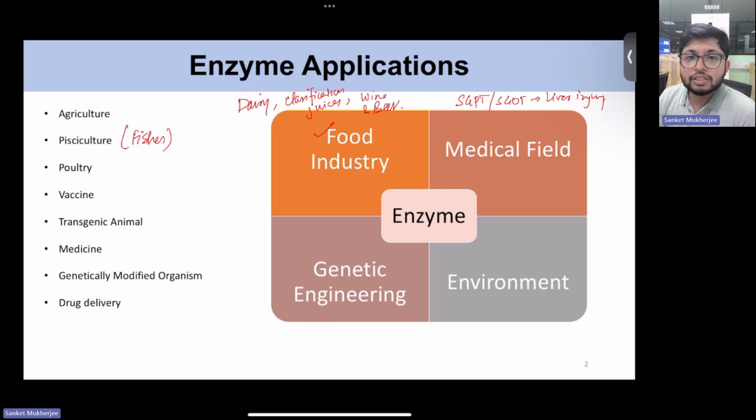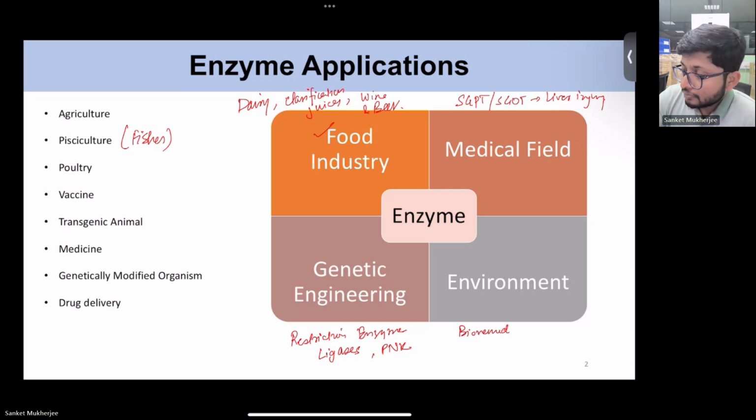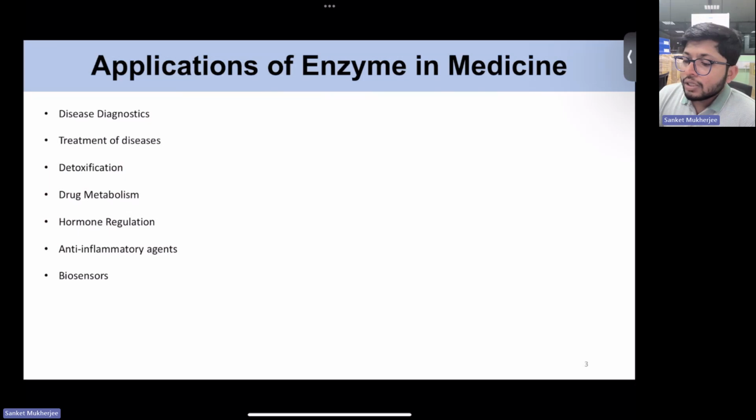Enzymes can be used for genetic engineering as well in a laboratory setup. We have various enzymes like the restriction enzymes, right? Restriction enzymes which can be used to make genetically modified organisms. We have other enzymes as well, like ligases, polynucleotide kinases and multiple enzymes which are involved. In terms of environment, there is bioremediation. In case of bioremediation and other environmental factors, enzymes are also essential. We'll talk about it.